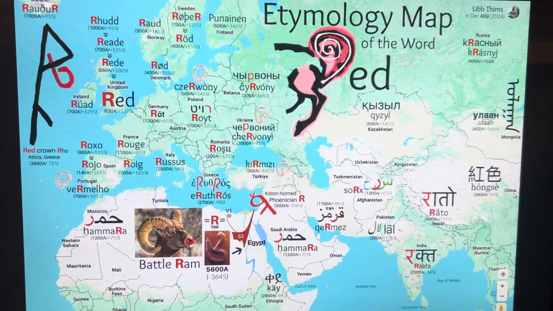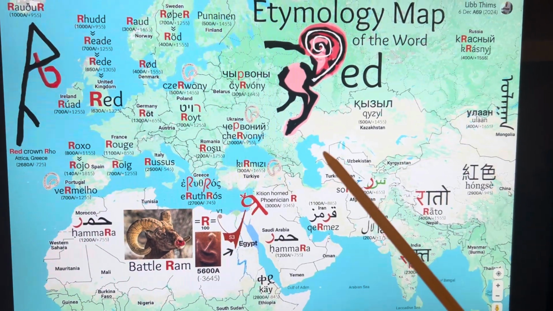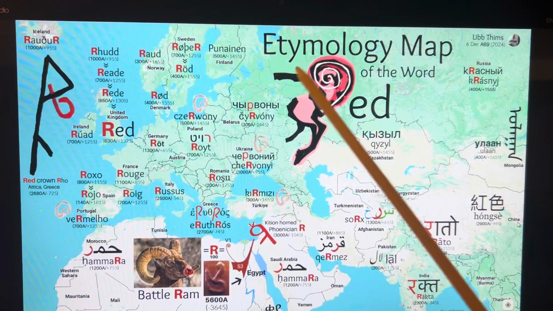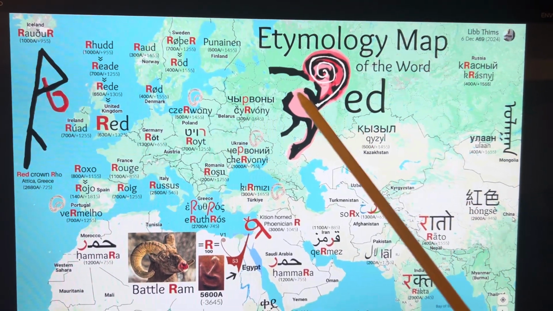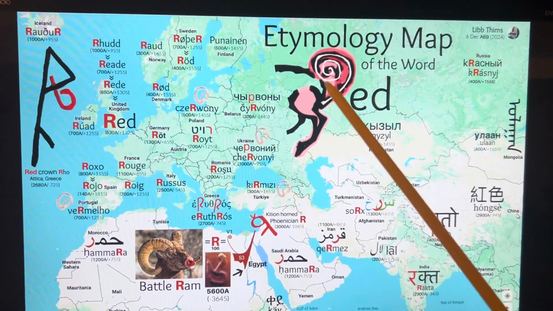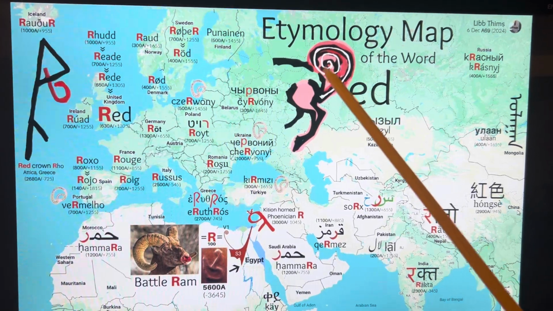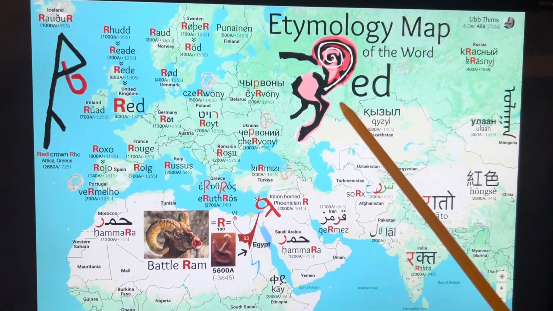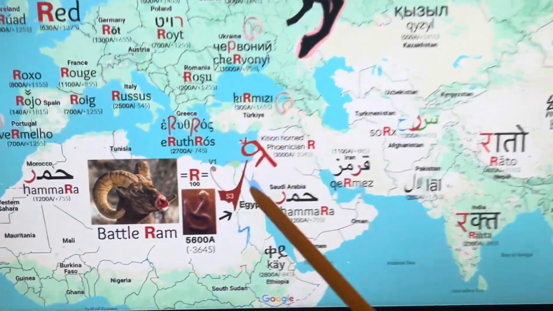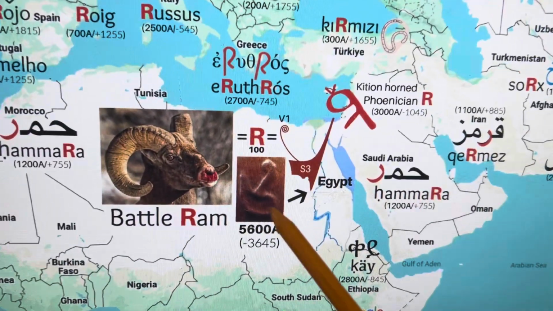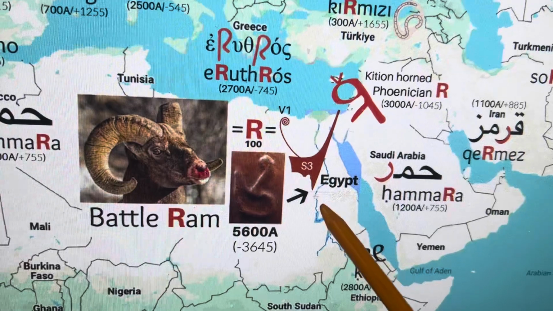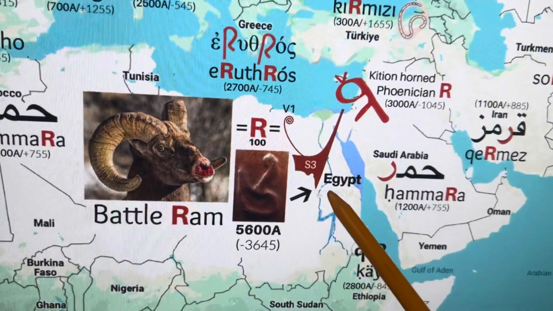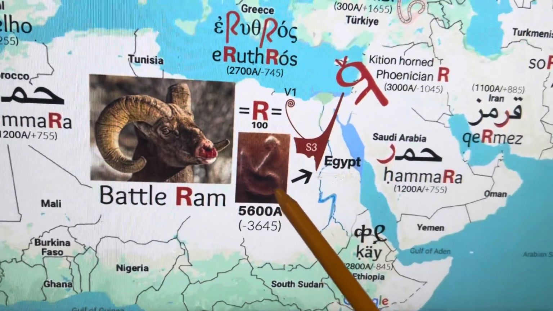Here is the second edition of the etymology of the word red from the ram headbutting symbol map, which originated from Abydos, Egypt in the Naqada 2A period.